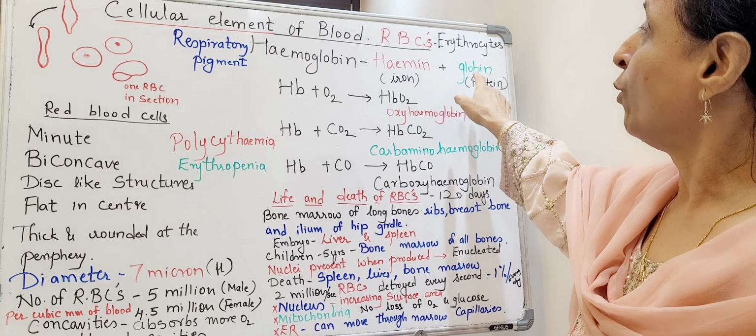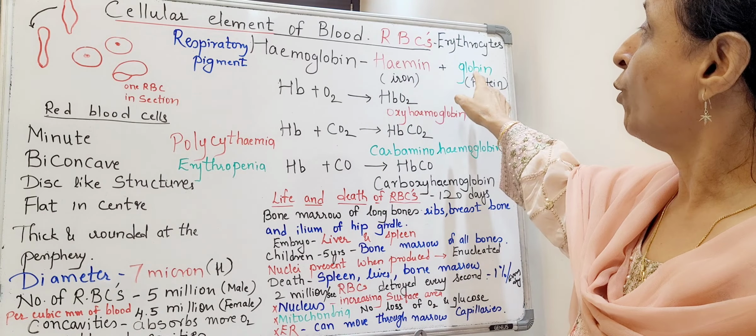Now, the number of RBCs per cubic mm of blood. In the lab, you are going to take the blood on the slide and there are markings on it. So, in this part where it is per cubic mm, how many RBCs do you find? It is different for male and female. In male, it is 5 million, whereas in female it is 4.5 million per cubic mm.